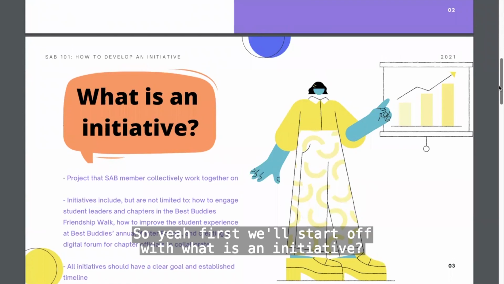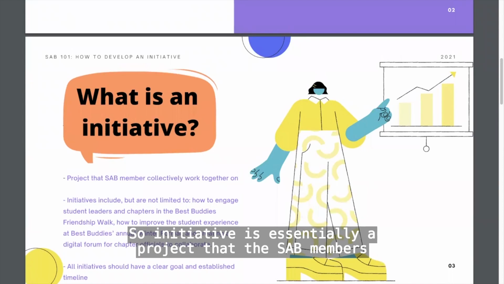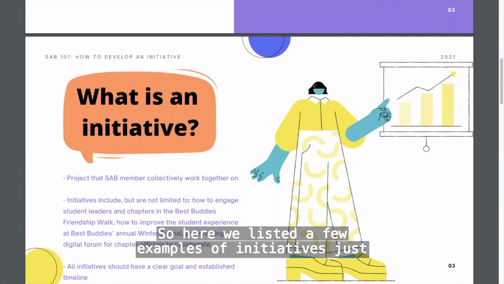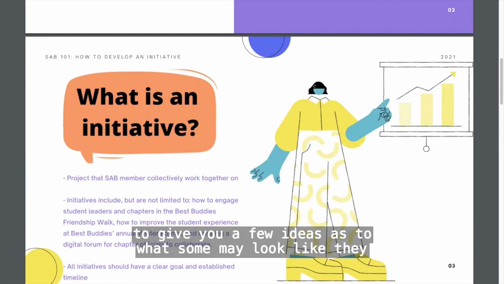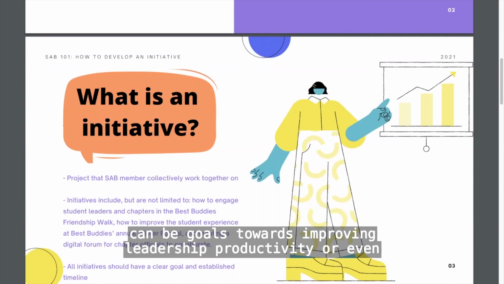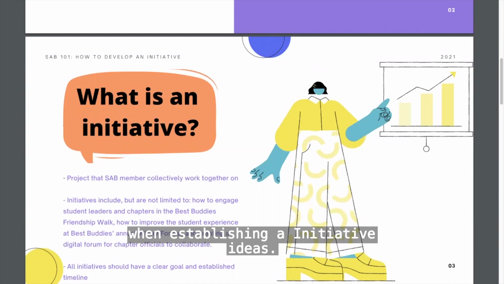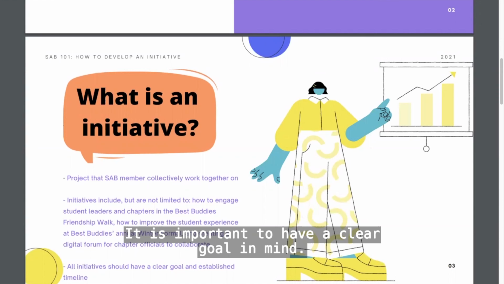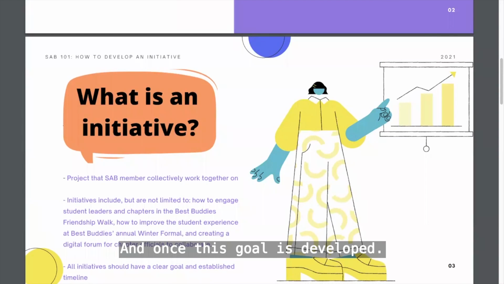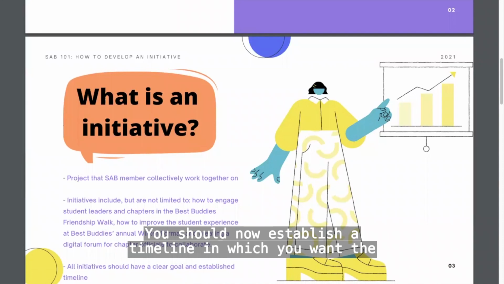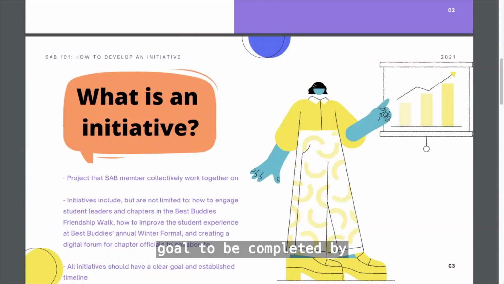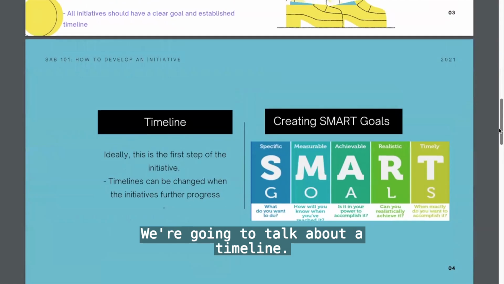Of course. So first we'll start off with what is an initiative? An initiative is essentially a project that the SAB members will collectively work on. Here we listed a few examples of initiatives just to give you a few ideas as to what some may look like. They can be goals towards improving leadership, productivity, or even resources for community members. When establishing initiative ideas, it is important to have a clear goal in mind. And once this goal is developed, you should establish a timeline in which you want the goal to be completed by. So now we're going to talk about a timeline.